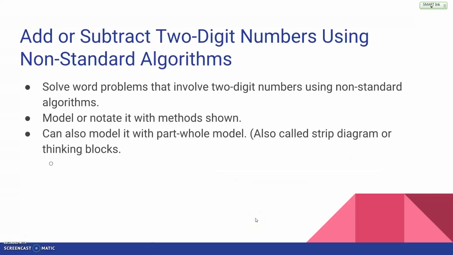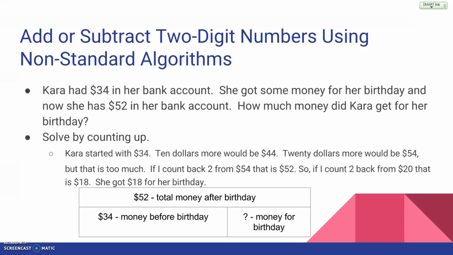When they're working with these two-digit addition and subtraction problems, sometimes they're pulling them out of word problems. And so they're going to read the word problem, and then they're going to use all the skills that they have used, mental math and notation. They can model it with a part whole model, which can also be called a strip diagram or a thinking block. They have all these different ways of modeling it, and they can solve word problems using these models. Eventually, they'll solve them with the traditional algorithm, but right now, again, we're trying to develop that number sense.